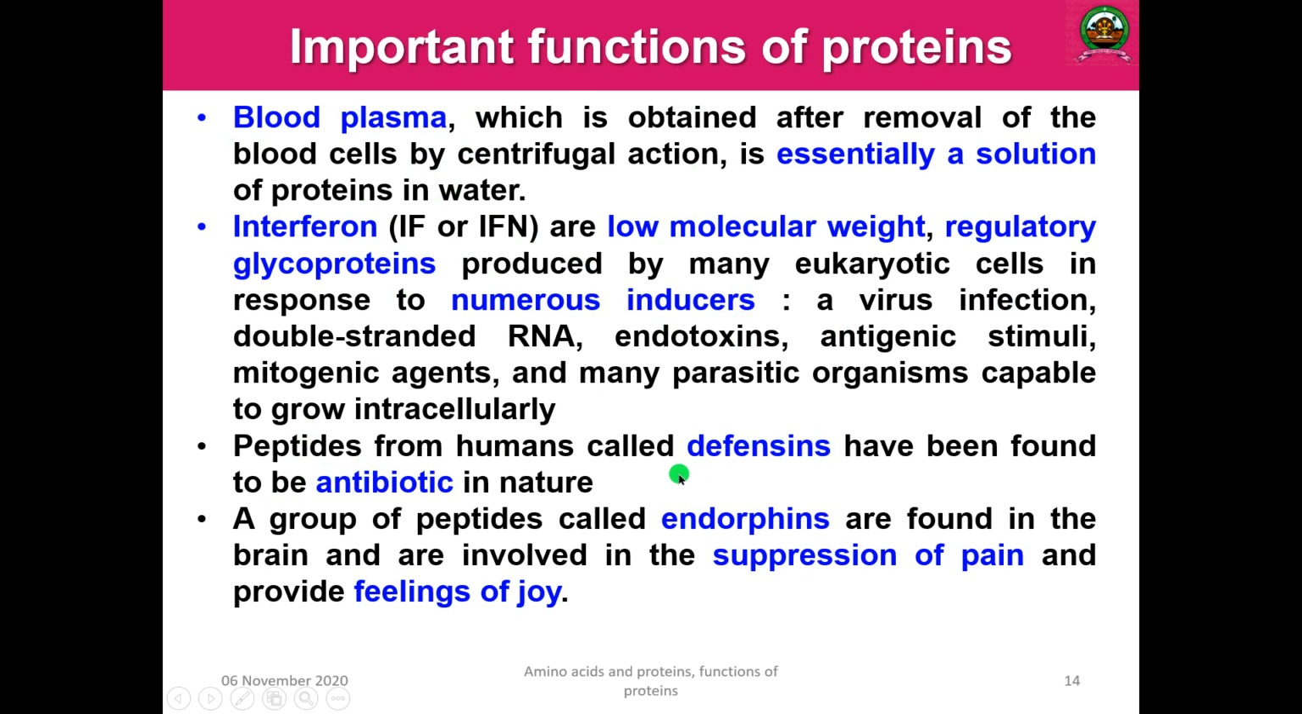Then certain small short peptides called defensins are found to be antibiotic in nature. What are antibiotics? They have inhibitory property against other organisms. Then certain types of peptide called endorphins, which are found in the brain, are involved in the suppression of pain and provide a feeling of joy. We will feel happy, and if you introduce this particular peptide, what will happen? That will contribute to suppression of pain. It is a pain suppressor.